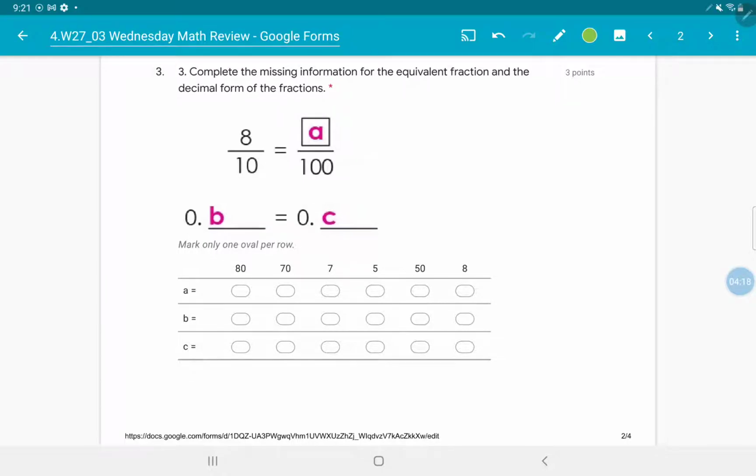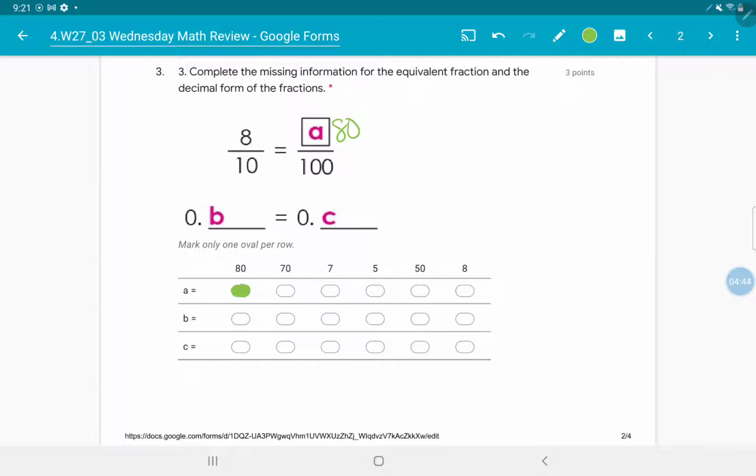Let's look at this next one. It says to complete the missing information for the equivalent fraction and the decimal form of the fractions. So 8/10 is equal to how many hundredths? How many hundredths does it take to make the same amount as 8/10? Dylan? 80. A is equal to 80.